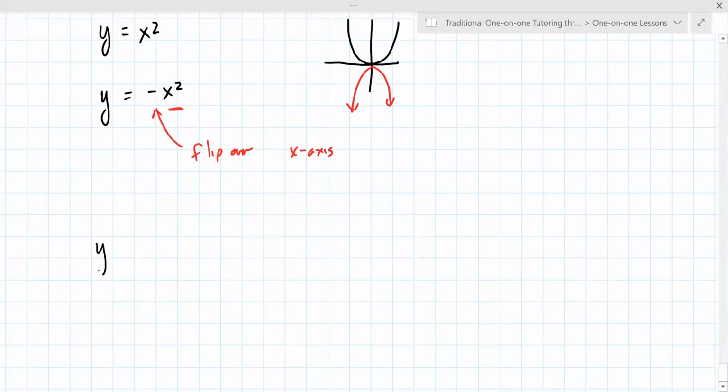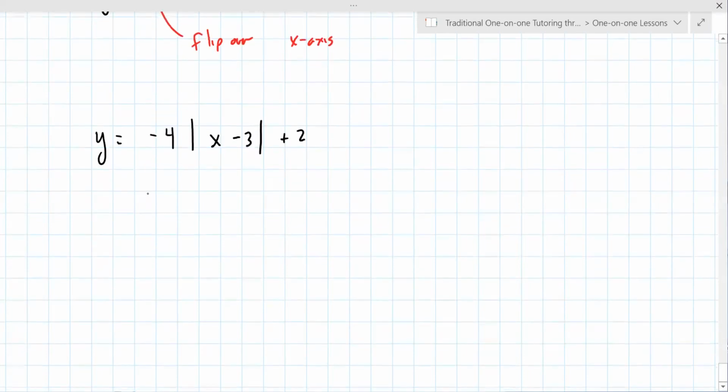So let's say I give you y equals -4 absolute value of x minus 3, plus 2. There are now 1, 2, 3, 4 transformations. And the order is based on, think of how you would evaluate this if I gave you a value of x. Like let's say x was 10. What would be the first thing you would do here? If x was 10, yeah, you would subtract 3. So that's your first transformation. What is minus 3? It's 3 to the right.